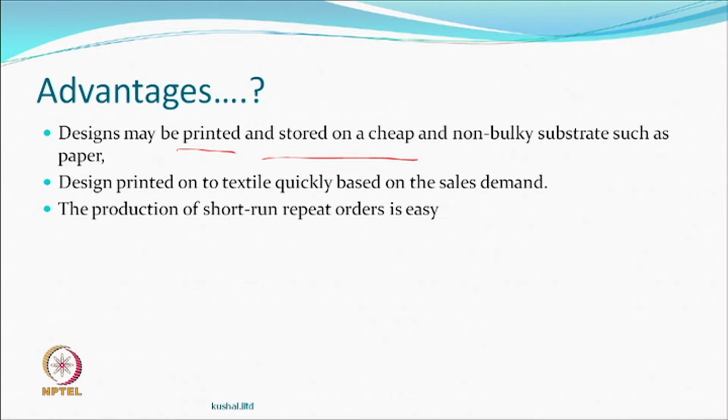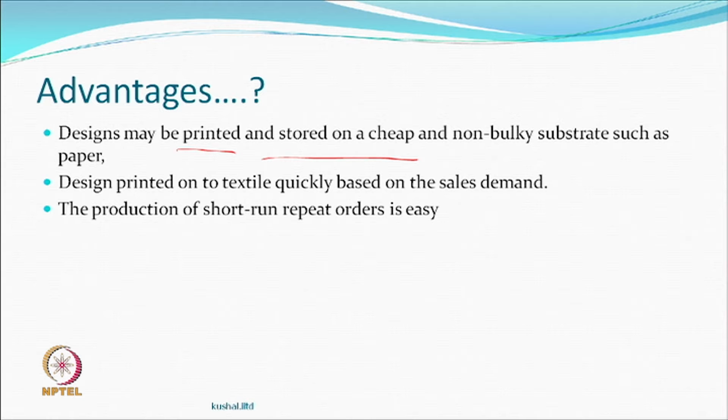So, different kinds of substrate to which this transfer is valid can be used, and then you can see, well, this looks this good or this bad in the substrate, and then you can take a call whether I need it or not. So, it is quick stuff. The production of short run repeat orders is easy. If somebody wants only 100 meters of a printed design, most of the mills would say, sorry, we do not have energy and time to do this, because the whole process is so long.